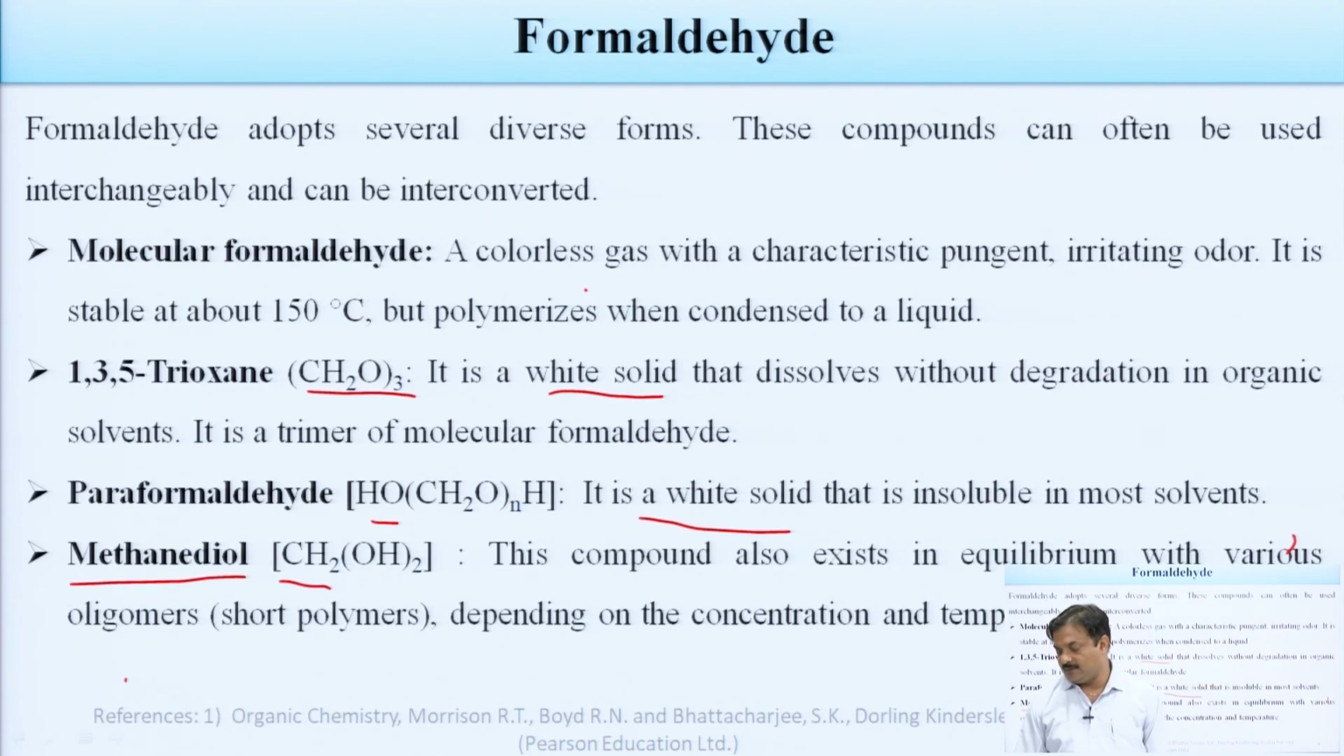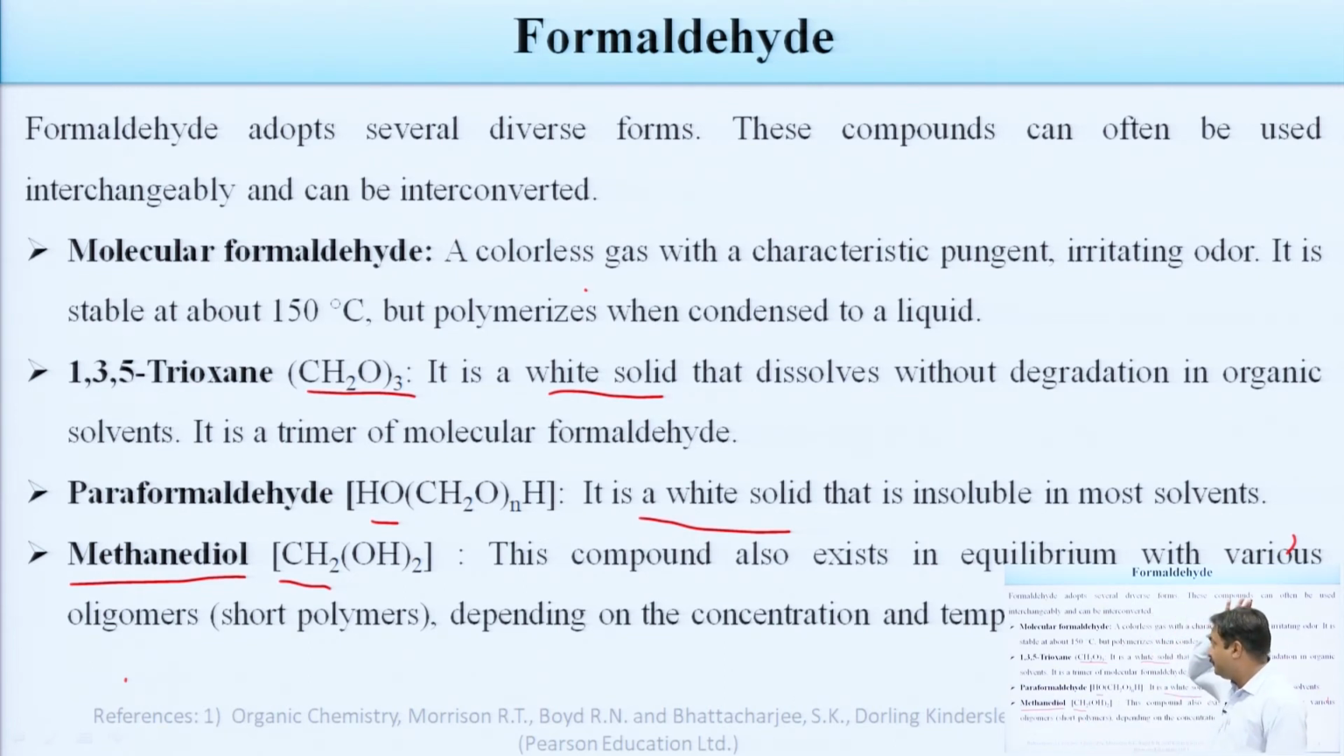I just want to revise, I just want to remind you about the important topics in formaldehyde. So, first of all, formaldehyde can exist in four different forms. One is molecular formaldehyde, the second is 1,3,5 trioxane, which is a trimer. Then formaldehyde can exist as paraformaldehyde and methanediol.